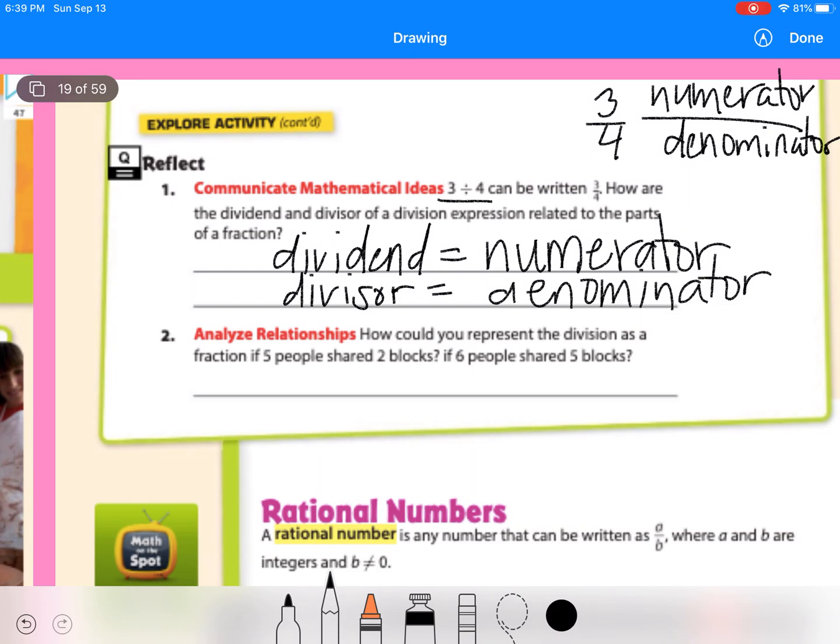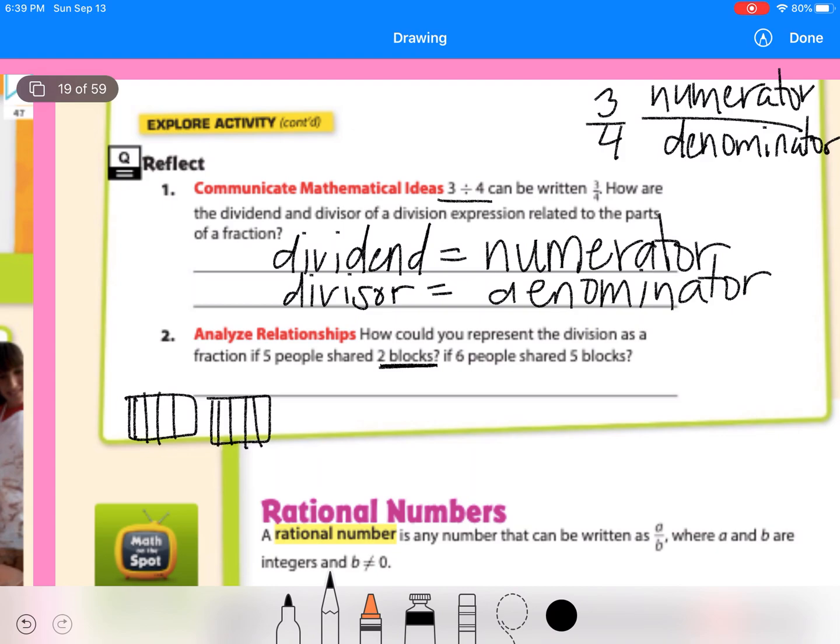How could you represent the division as a fraction if 5 people shared 2 blocks? Or if 6 people shared 5 blocks? So we could do a simple fraction. The whole number we have would be 2 blocks. We only have 2 blocks. So to do that, we'd have to divide it in 5. 2, 3, 4. They're not super equal, but just pretend they are.